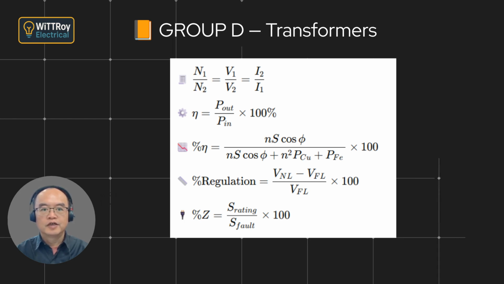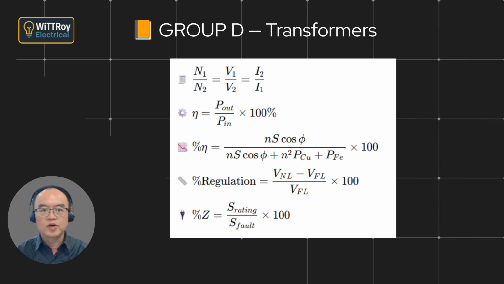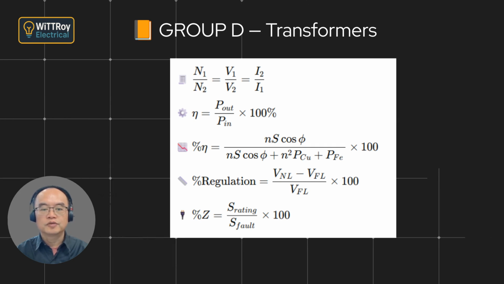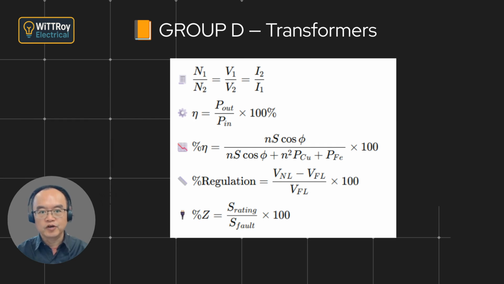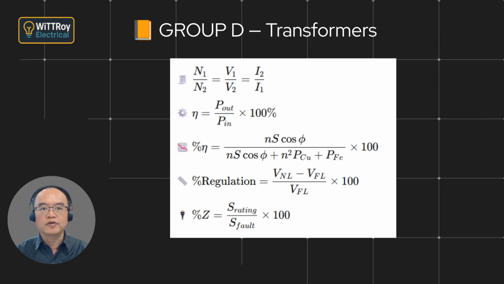Now we go to the next transformer formula in Group D. The formula is voltage regulation equals V_NL minus V_FL divided by V_FL times 100%. This formula tells us how much the voltage drops when the transformer goes from no load to full load. V_NL means no load voltage in volts. V_FL means full load voltage in volts. Repeat. Regulation equals V_NL minus V_FL over V_FL times 100%.